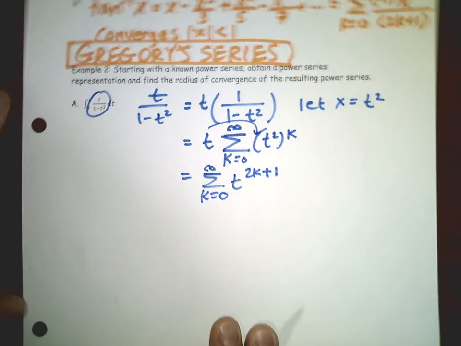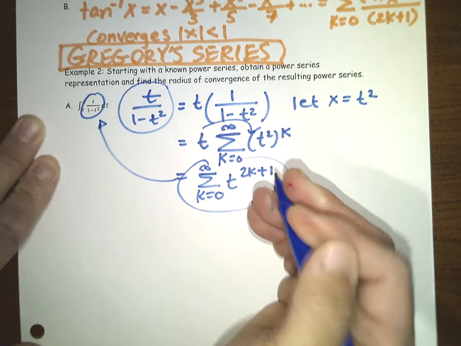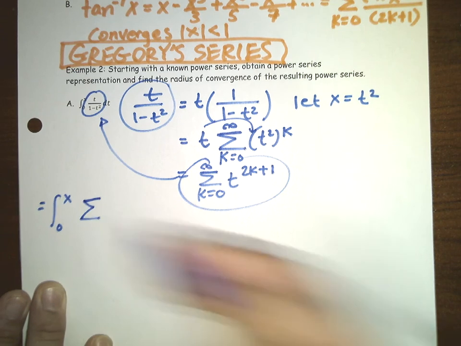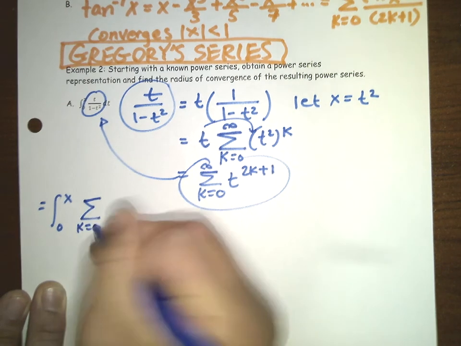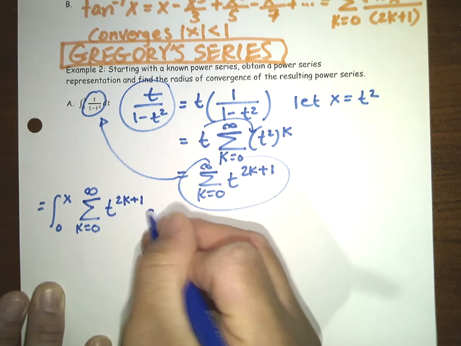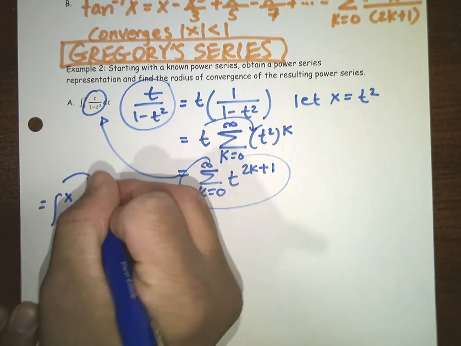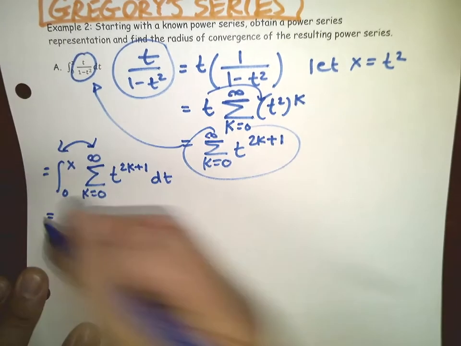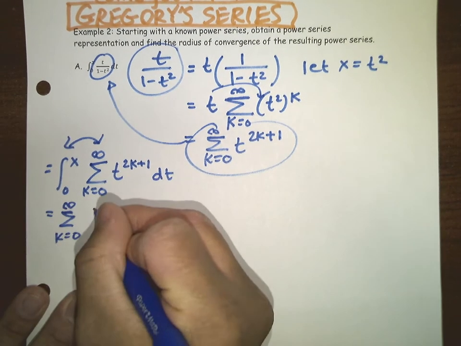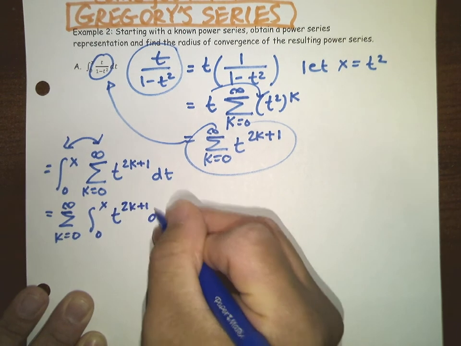Now, here's what I'm going to do. I know that this is equal to this series, so I'm going to substitute this in. So I have the integral from 0 to x of the sum from k equals 0 to infinity of t to the 2k plus 1 dt, and then I am going to interchange the sum and the integral. So this will be the sum, k equals 0 to infinity, of the integral from 0 to x of t to the 2k plus 1 dt.